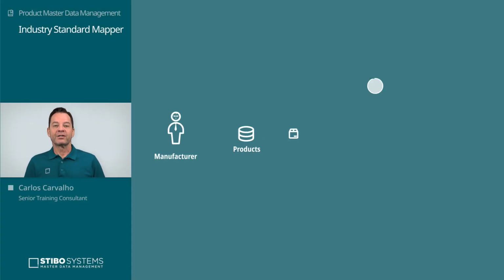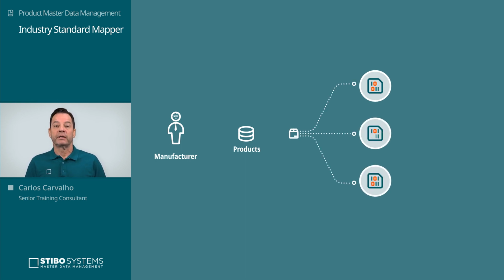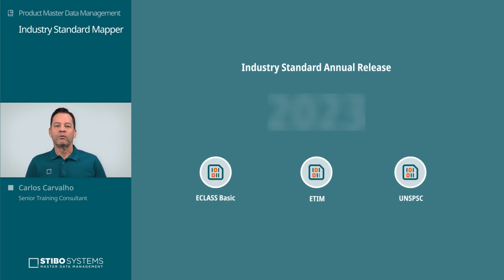Manufacturers are asked to deliver their product data in specific industry standards. For example, E-Class Basic, ITIM, and UNSPSC. Industry standards release new versions once a year. Consequently, manufacturers work with several industry standards and also with several versions of each industry standard.